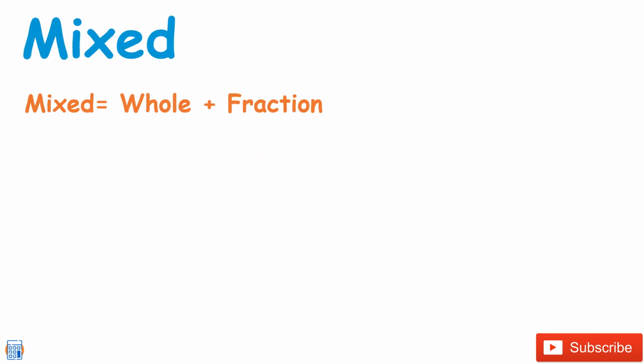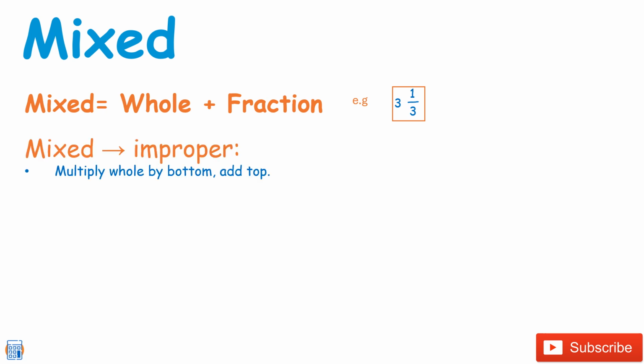Right, so moving on to mixed. To put it simple, I kind of break it up into 2 ways. I think of it as there's a whole part, so kind of like a whole number, and a fraction part. As you can see here, the 3 on its own is the whole, and the 1/3 is the fraction. So going from a mixed to an improper, basically the only rule you need to remember is multiply the whole by bottom and then add the top.